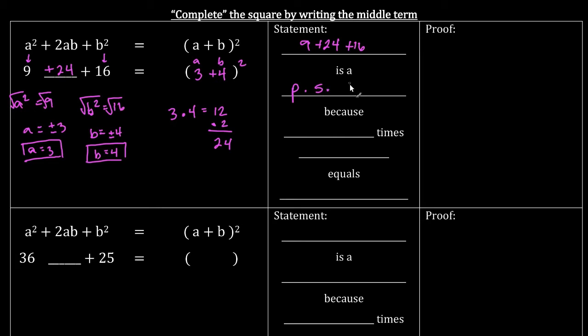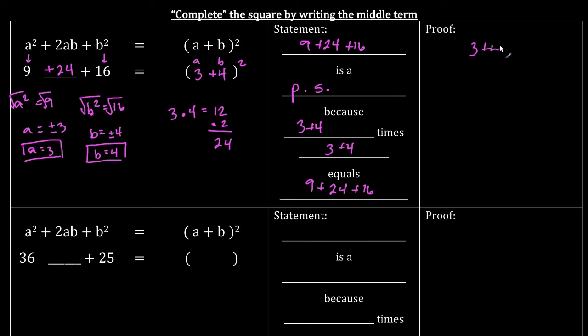You can write it out, actually write it out. I'm just abbreviating so I'm not wasting your time too much. It's a perfect square because 3 plus 4 times 3 plus 4 can be expressed as 9 plus 24 plus 16. Let's prove that what we did was correct.